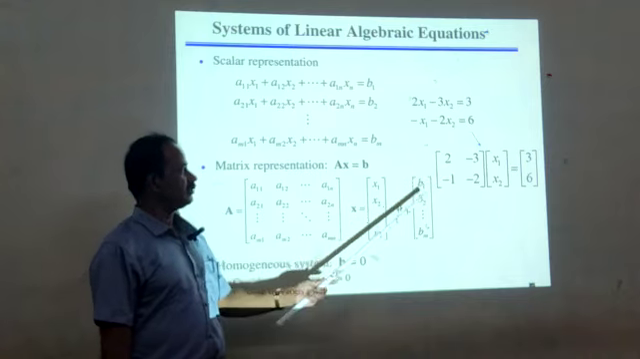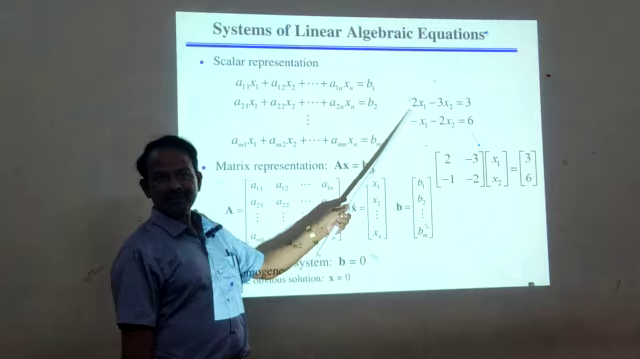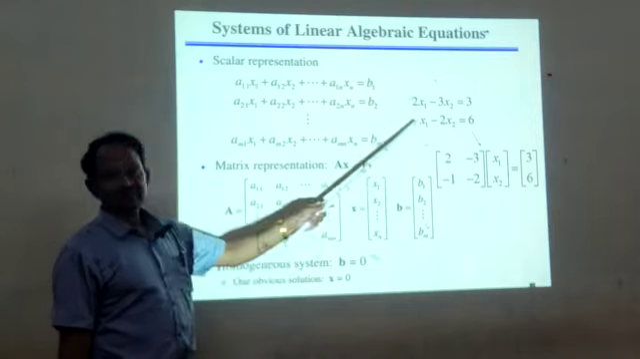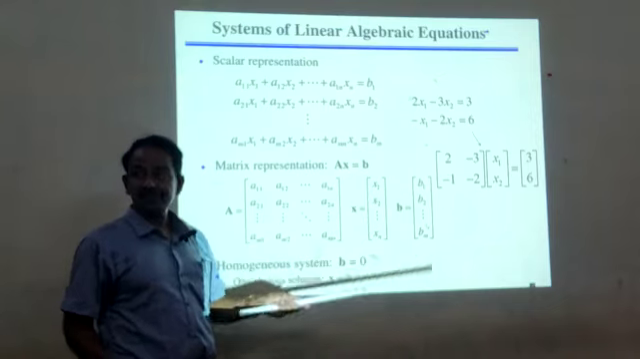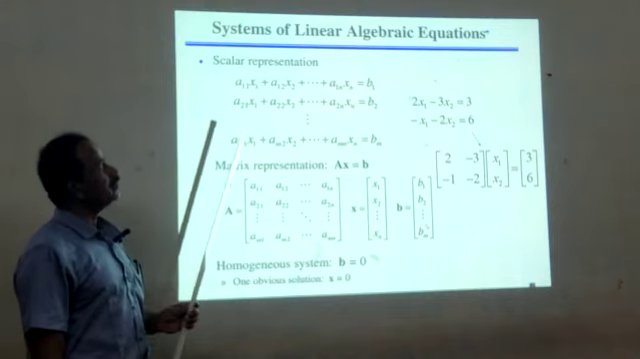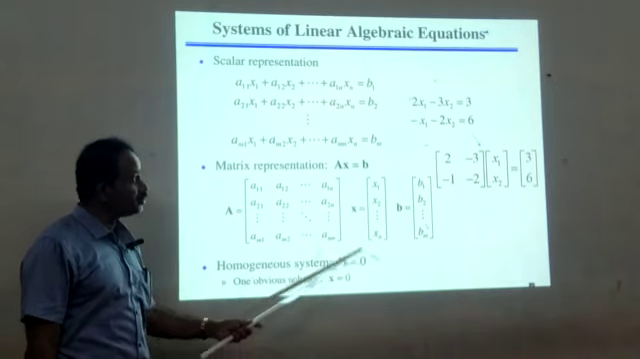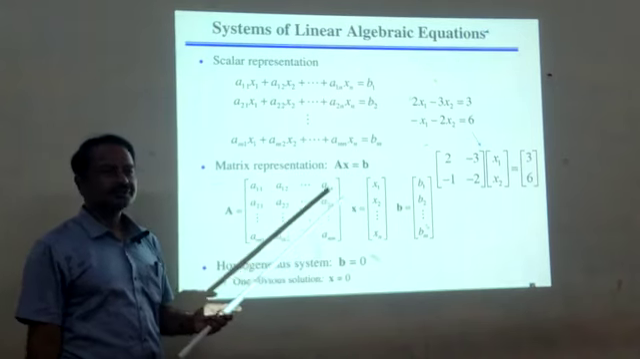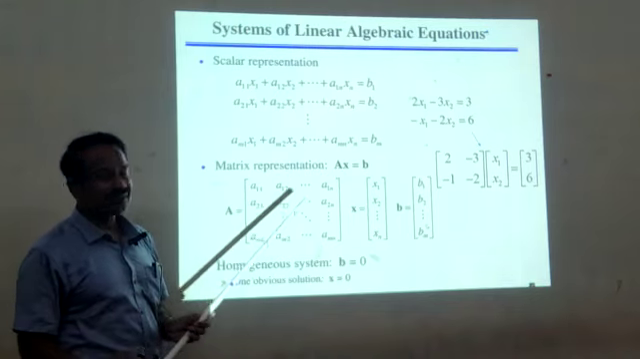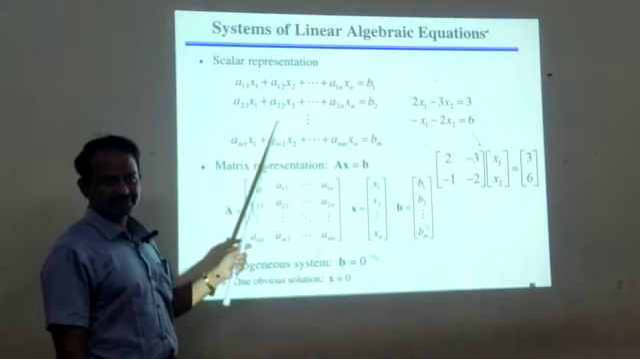So this is the way. See here, you multiply this one. So 2 multiplied by x1, 2x1, minus 3 multiplied by x2, minus 3x2, which is equal to 3. So this equation can be written in terms of matrices easily. That's the idea behind systems of linear algebraic equations. And of course this is a non-homogeneous equation; if it is equal to 0, this is a homogeneous equation. If it is equal to 0, we call it homogeneous; if it is not equal to 0, we call it non-homogeneous. So this is a non-homogeneous equation.